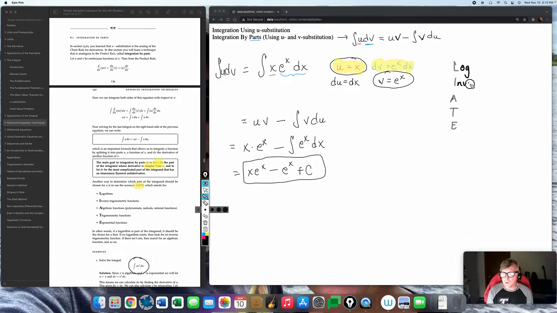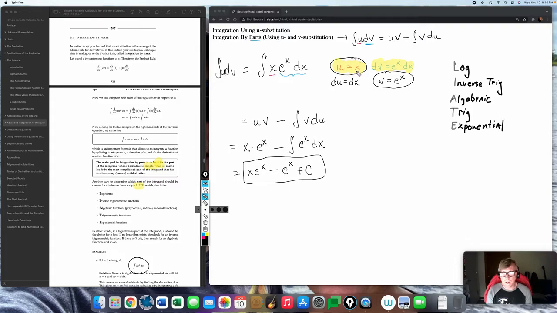I stands for inverse, and specifically inverse trig. Those are difficult functions to work with, like inverse sine, inverse cosine, inverse tangent, inverse secant, even. A stands for algebraic. What is an algebraic function? A polynomial, a square root function, a rational function: 1 over x, square root of x, x to the 3/5, x squared plus 2x plus 1. Those are algebraic functions. T stands for trig. E stands for exponential.